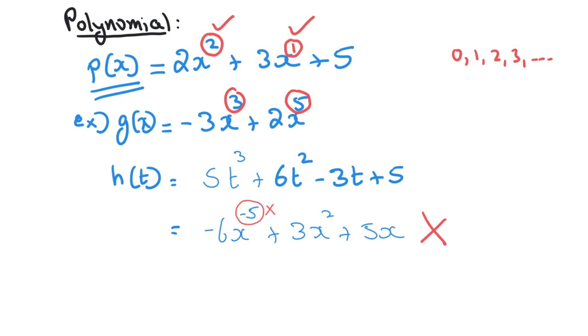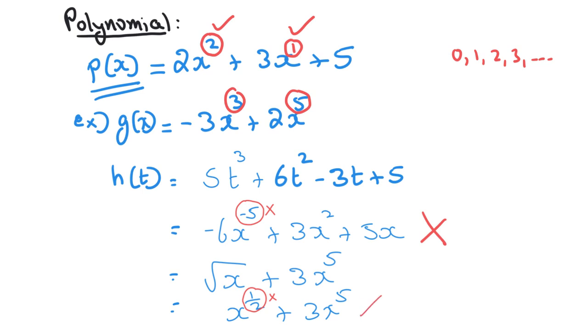Okay, let's look at this. Square root of x plus 3x to the power 5. Is this a polynomial? No, because square root of x can be written as x to the power half, plus 3x to the power 5. Because the power is not a whole number, it is not a polynomial. Get it? This is how you figure out, looking at the algebraic expression, whether it is a polynomial or not.